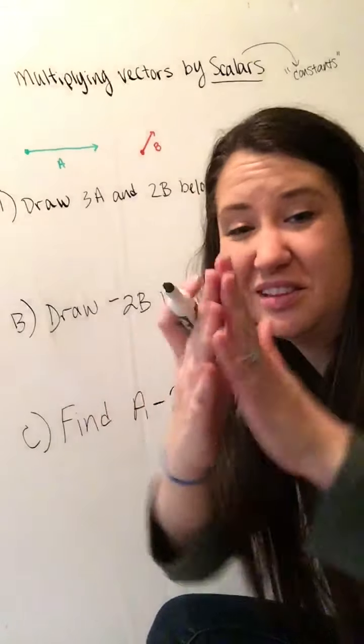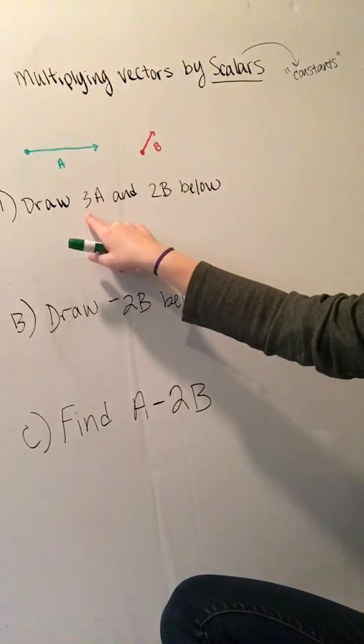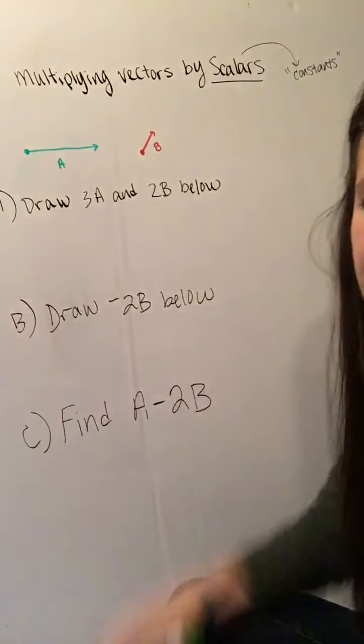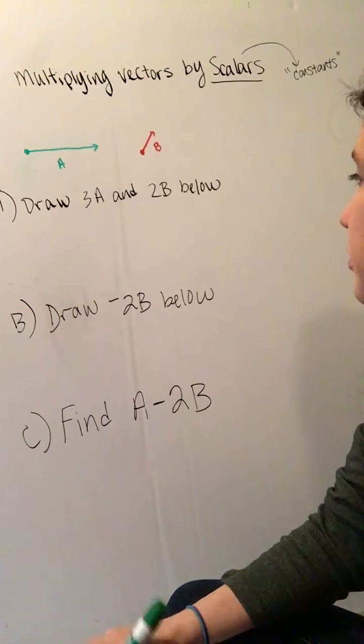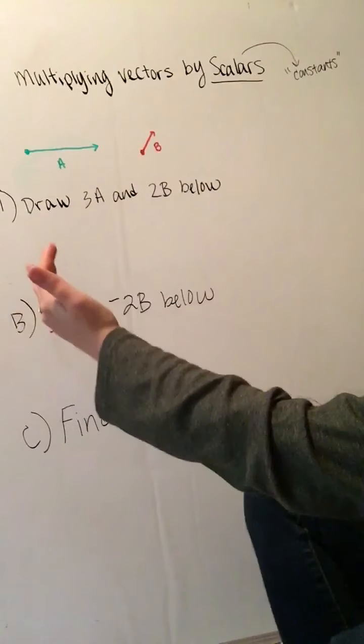If you guessed that the length would triple, you would be correct. The direction doesn't change at all if you multiply by a positive number. It just changes the length or the magnitude of the vector. So what we would do is take vector A and keep the same direction, but make it triple the size.